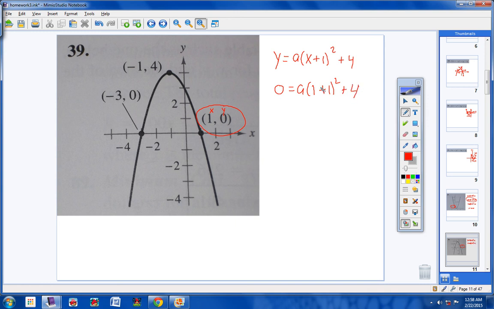Now, we're going to simplify here, then multiply it times a. So 1 plus 1 is 2. When you square the 2, you get 4. 4 times a is 4a. So 0 equals 4a plus 4. Now bring the 4 over and make it a negative 4. Negative 4 equals 4a. Alright. Divide both sides by 4. And negative 1 equals a. Alright. Negative 1 equals a.